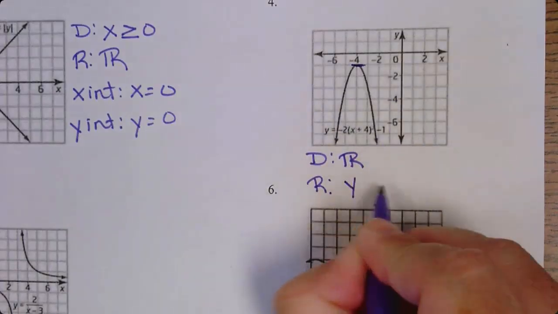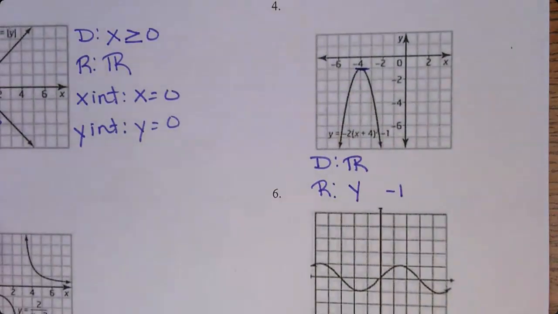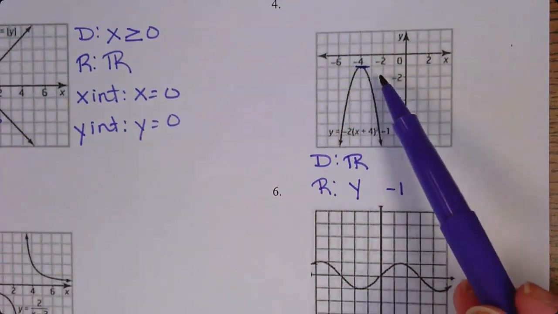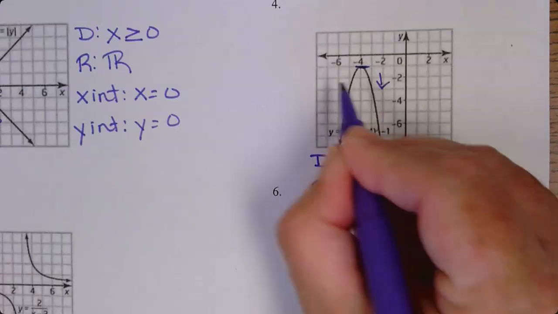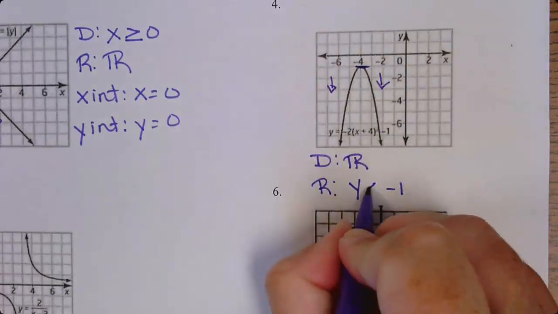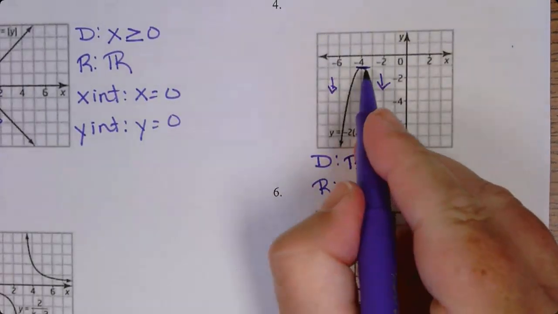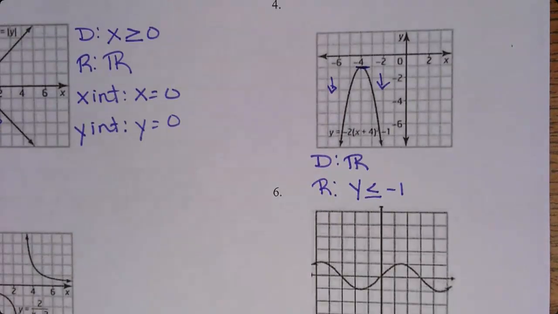So we're going to do y -1. And we want everything below. So it's -1 and below. So it's going to be less than or equal to, because we're still touching that -1. Okay.